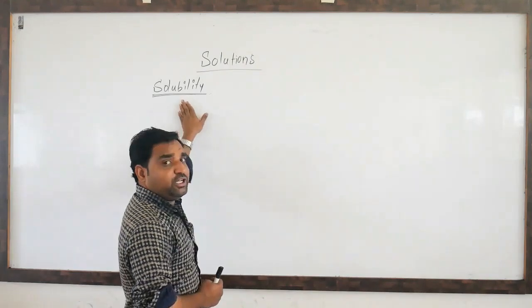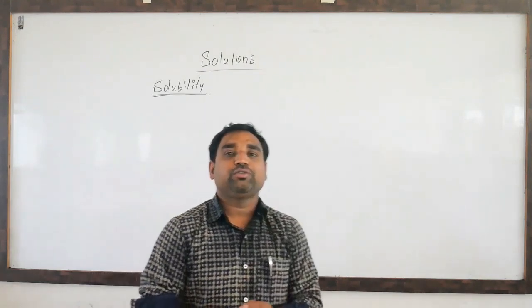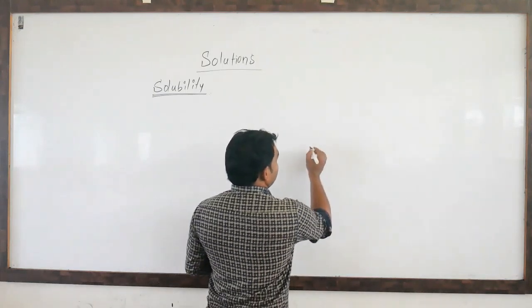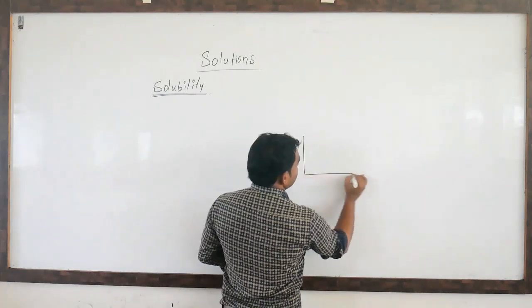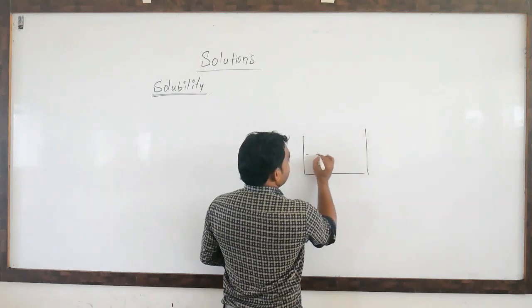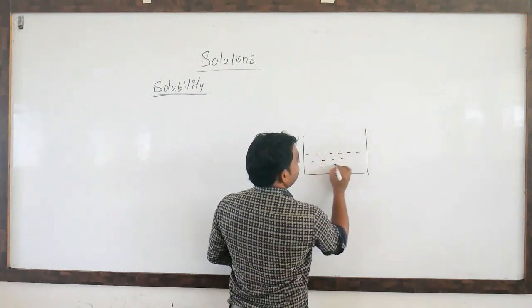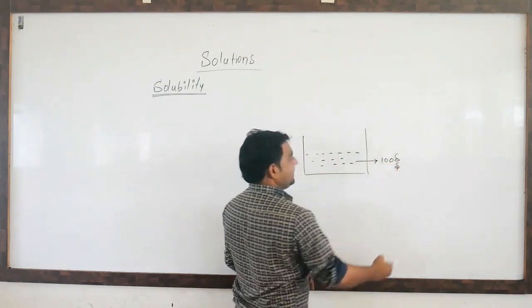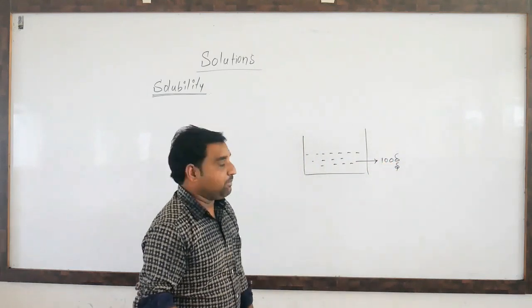What is the meaning of solubility? Before going to the meaning of solubility, I will give an example. Let us consider a beaker containing water. For example, you can take 100 gram. The solvent is measured by weight, that is in grams.